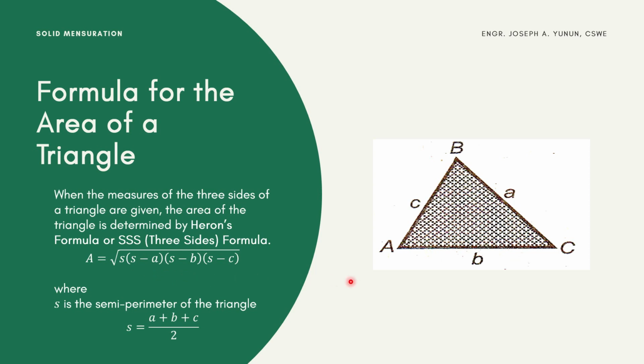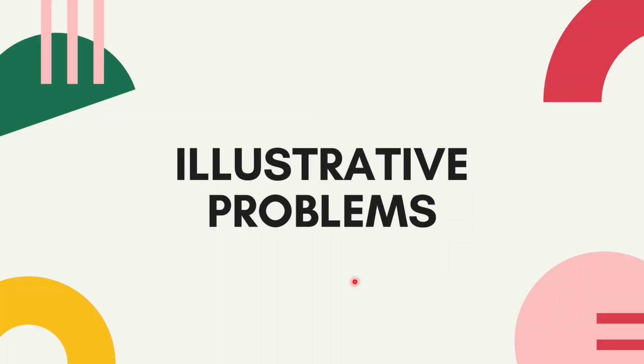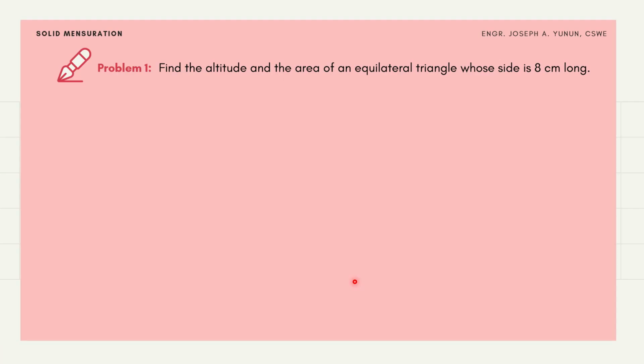So those are the three formulas. Here we have illustrated problems. Let's proceed to problem number 1. Find the altitude and the area of an equilateral triangle whose side is 8 centimeters long. Again, I'll repeat the problem: find the altitude and the area of an equilateral triangle whose side is 8 centimeters long. So we need to find the altitude or the height of the triangle and the area of the triangle.